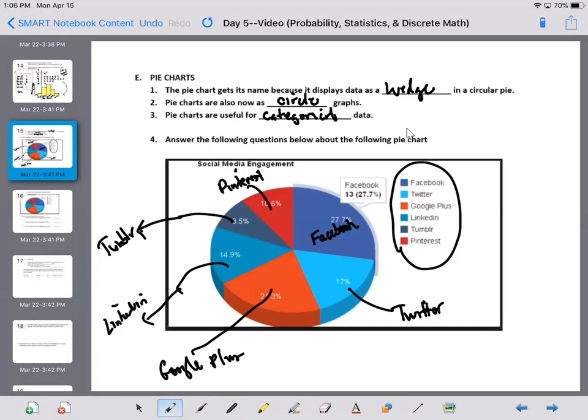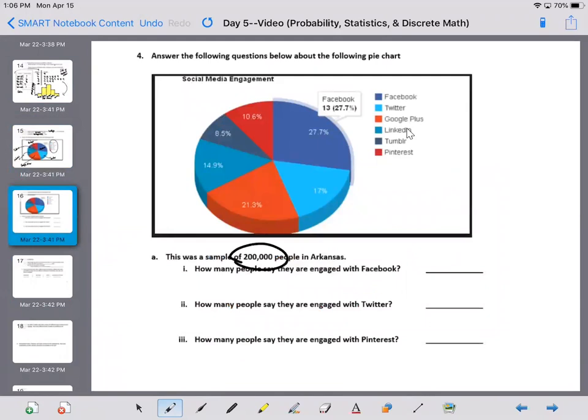Now if we're going to get percentages, it means we had to know some totals. So with that, we know that there's 200,000 people that live in Arkansas. How many people are engaged with Facebook? Well, remember, Facebook is 27 7/10. So we could say 27 7/10 out of 100 is equal to whatever out of 200,000. So we've got a proportion where we can do cross products, and that would give us 55,400 people are engaged with Facebook.